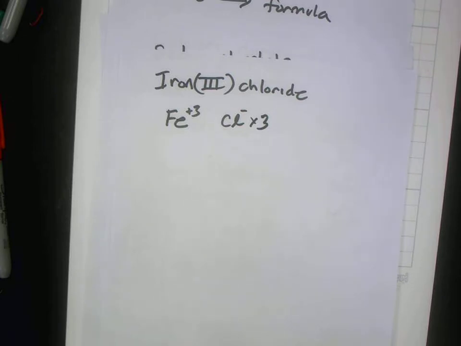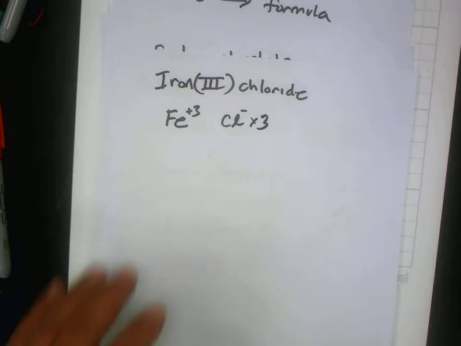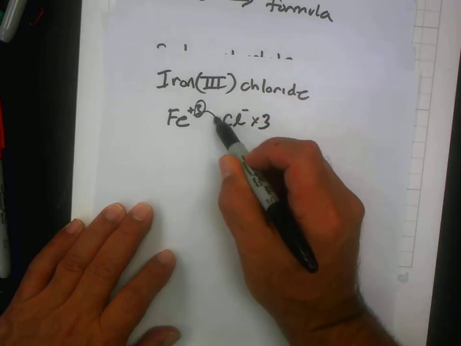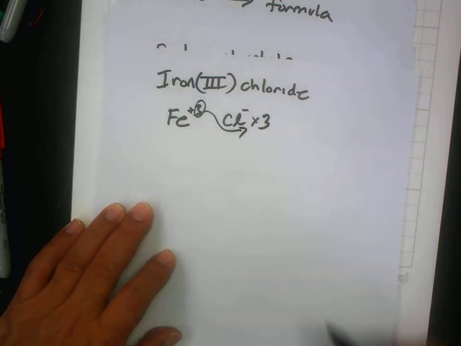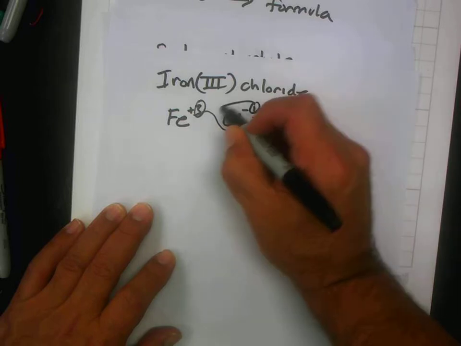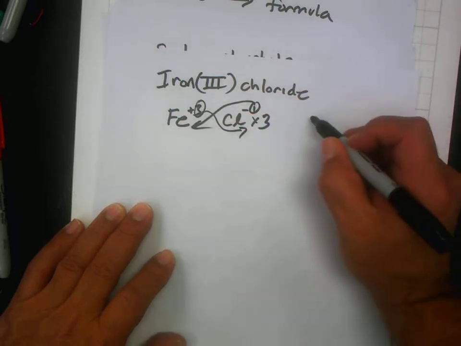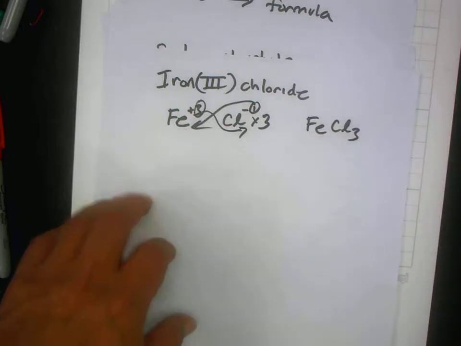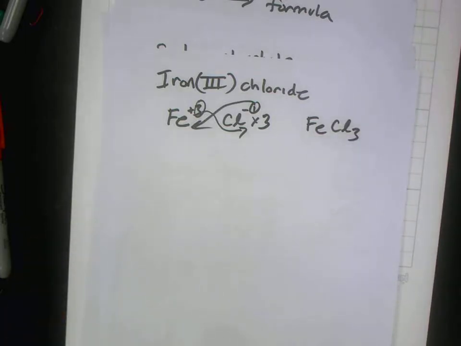Or if you want, you can do the shortcut like we did the other day, right? The 3 in the charge for iron becomes the subscript for chlorine. The 1 in the charge for chlorine becomes the subscript for iron. So our formula for iron 3 chloride is going to be FeCl3. Okay? That's all there is to it. Like I said, I think it's even easier than the other ones because you don't have to look up the charge on iron.